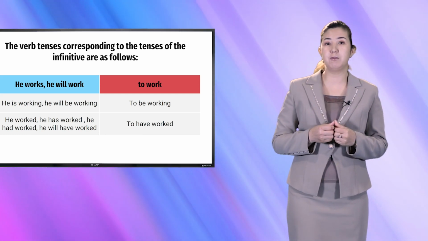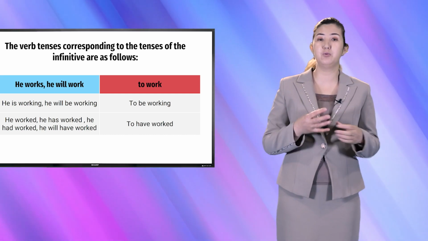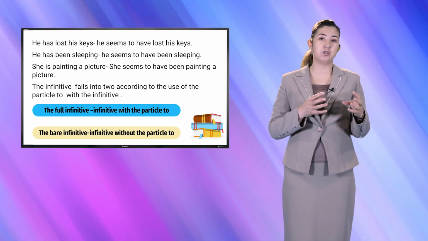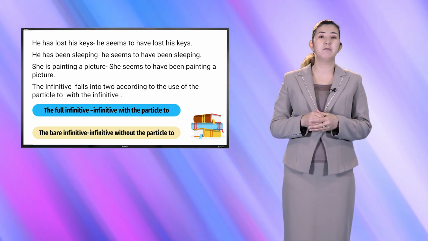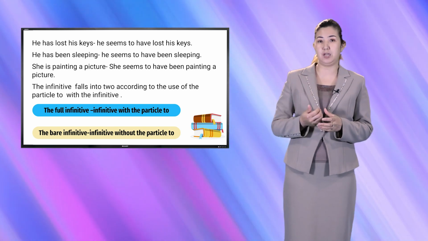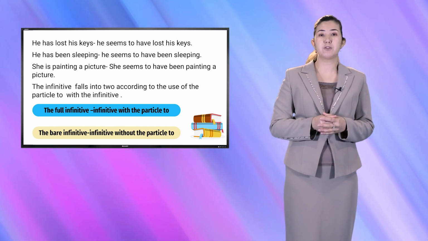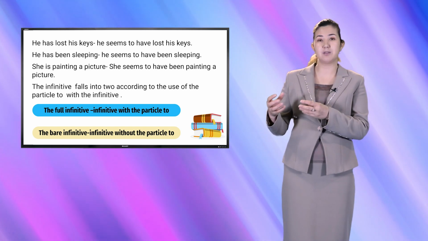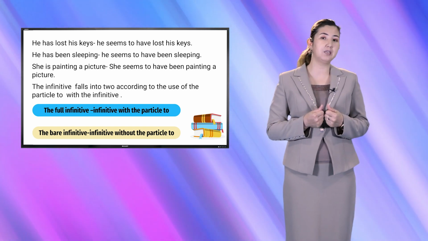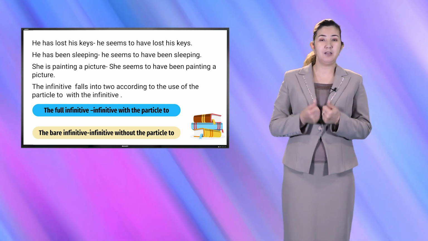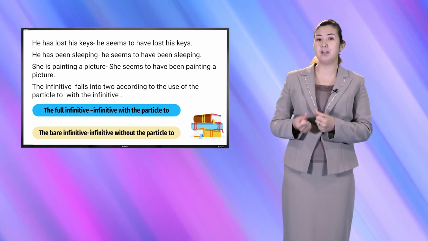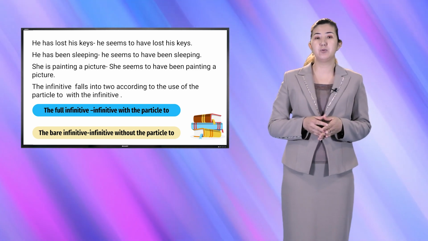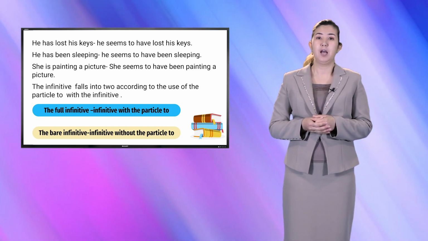So now we will talk about the use of the infinitive. The infinitive falls into two types according to the use of the particle to: with the particle or without. The first one is full infinitive, which means the infinitive with the particle to. The second one is bare infinitive, which is the infinitive without the particle to. Now we will see the use of full infinitive.